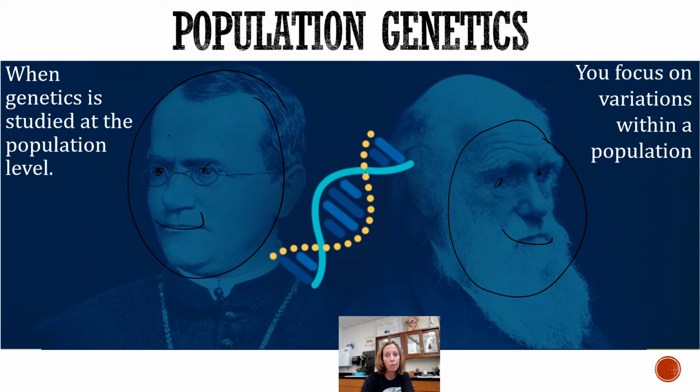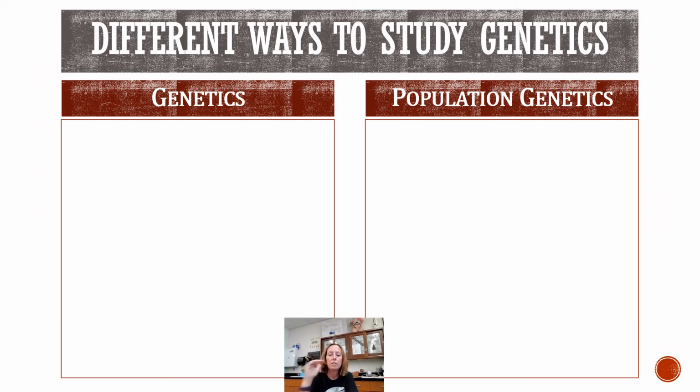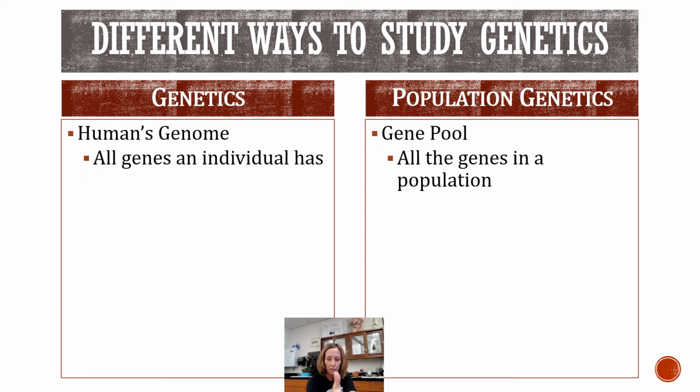So I wanted to show you the differences, so different ways to study genetics. You can study individuals and study genetics, and you can look at their genome. So like the human genome is all the genes that an individual has, right? Or you can look at the population and you can study the gene pool. That's all the genes in the population, okay?